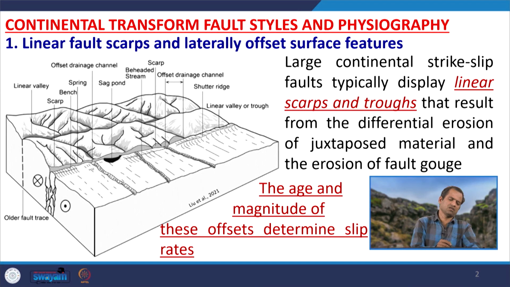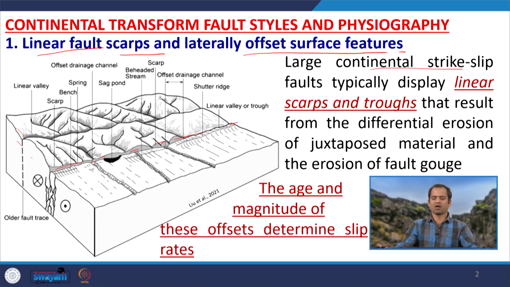These are the linear fault scarps and laterally offset surface features. If you see this block diagram here, this is a continental transform fault, and you see this is a linear depression. On one side it is a high topographic area, on the other it is a low topographic area, and there is lateral offset. Large continental strike slip faults typically display linear scarps and troughs. How are the linear scarps and troughs defined?